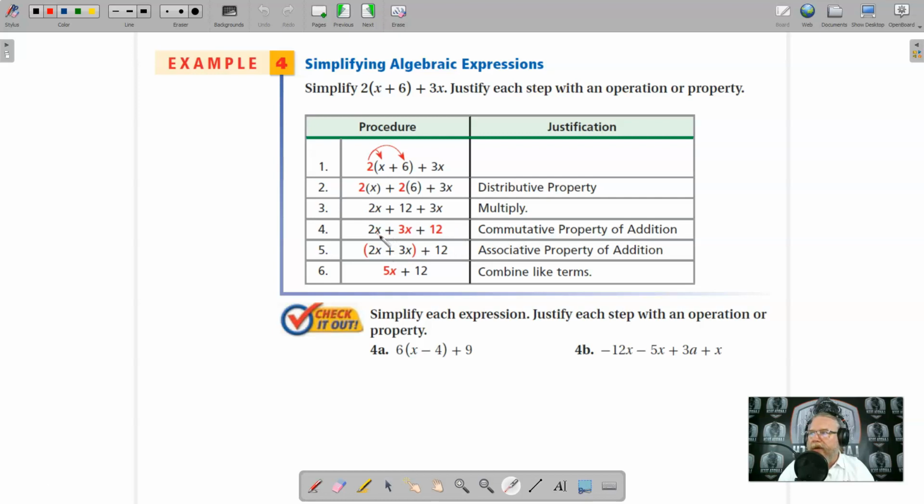Now I'm going to go ahead and group the 2x and the 3x together with these parentheses. That is the associative property. Remember, associative property is grouping. You see parentheses show up, it's grouping, it's associative property. Now we're going to go ahead and combine like terms. 2x's plus 3x's is 5x's. And at this point, we can't simplify any further, and this is the end, so we're at 5x plus 12.